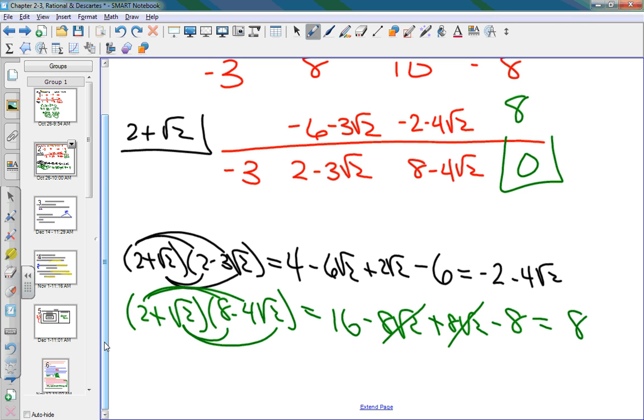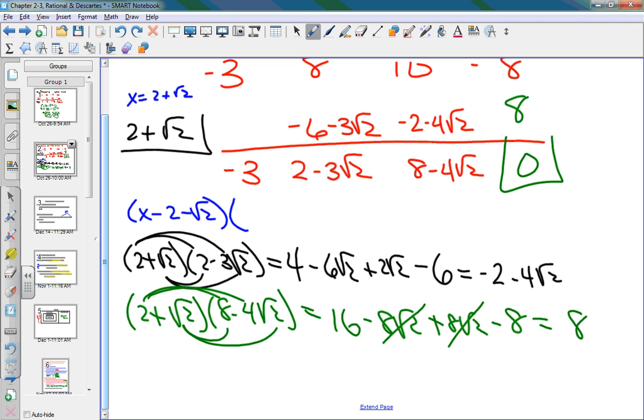Okay, now the direction said to write that in a very specific form, right? It said to write it in the form of x minus k times the q of x plus the r of x, right? So what is x minus k here? Well, this is going to be x is equal to 2 plus the square root of 2, correct? Which means I need to bring the 2 over and I need to bring the square root of 2 over. So what's that going to be? X minus 2 minus the square root of 2. Correct? Do we all see that?